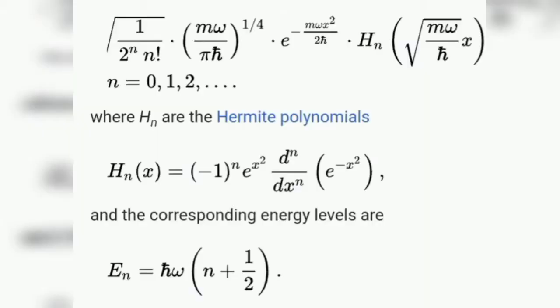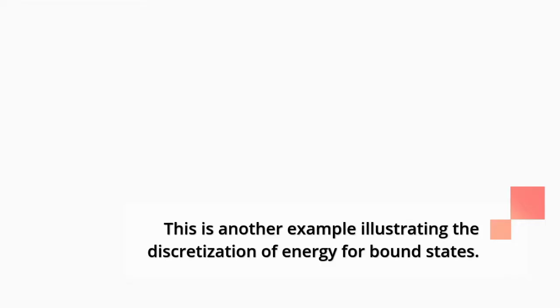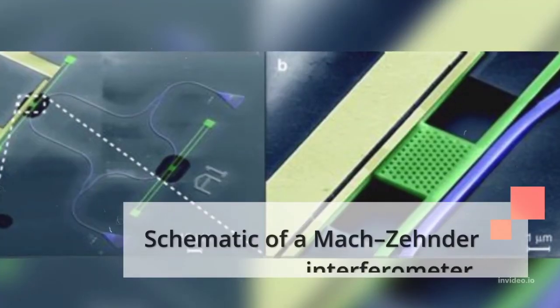The eigenstates are given by ψn(x) = (1/√(2^n n!)) (mω/πħ)^(1/4) exp(−mωx²/2ħ) Hn(√(mω/ħ) x), with n = 0, 1, 2, and so on, where Hn are the Hermite polynomials, Hn(x) = (−1)^n exp(x²) ∂^n/∂x^n exp(−x²). And the corresponding energy levels are En = ħω(n + 1/2). This is another example illustrating the discretization of energy for bound states.